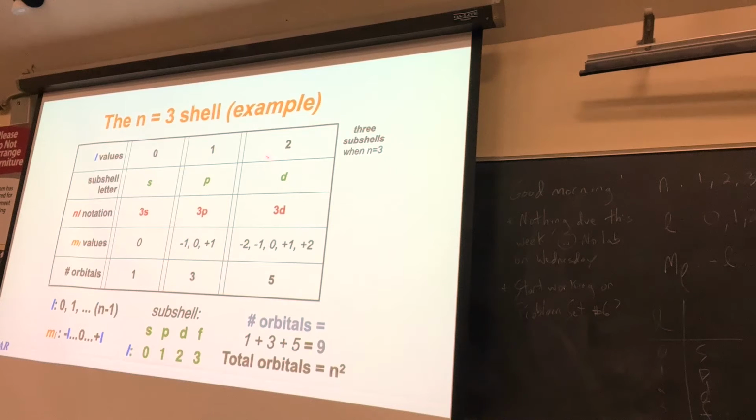So, on the n equals 3 street, there are 3 houses, and we'll call them 3s, 3p, and 3d. The 3s is a single room, a single orbital, okay? The 3p has 3 rooms, 3 orbitals inside it. And the 3d would have 5 rooms or 5 orbitals inside it. So this would be a fancier house, and this would be like a 1-room shack, all right, something like that. Any questions on this?